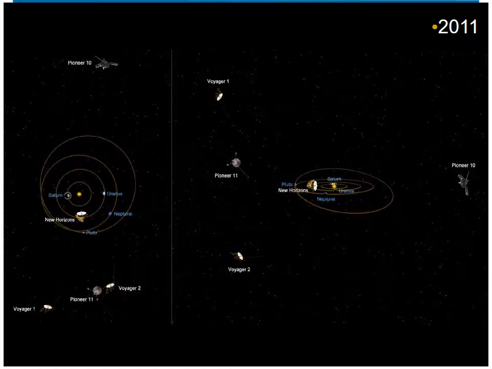Voyager 2 is about 14.2 billion kilometers away from the Sun on the southward trajectory on the same side of our solar system as Voyager 1. Pioneer 11 is about 12.4 billion kilometers away from the Sun, and New Horizons is about 3 billion kilometers away from the Sun on its way to Pluto. Voyager 1 is now 20 billion kilometers away from Earth, and Voyager 2 is 16.8 billion kilometers from Earth.